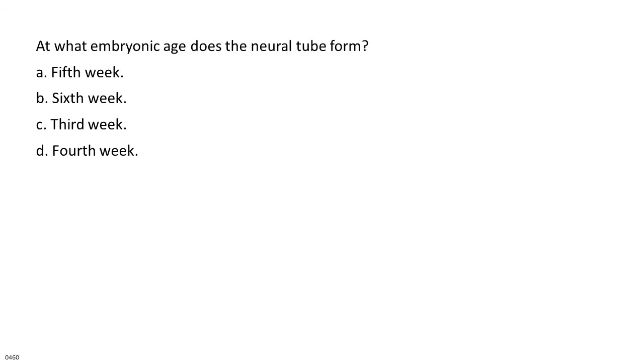At what embryonic age does the neural tube form? A. 5th week. B. 6th week. C. 3rd week. D. 4th week.